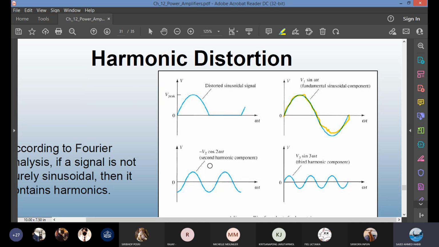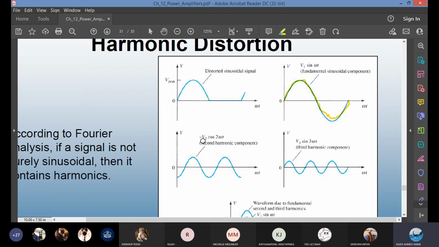Distorted signal. So there's a second harmonic coming in. Inside the cosine, it became 2 omega t. Not only omega t, it becomes 2 omega t. This is the second harmonic. Frequency has increased. You see, the waves are spaced more closely. When you have high frequency, the waves are very close to each other.